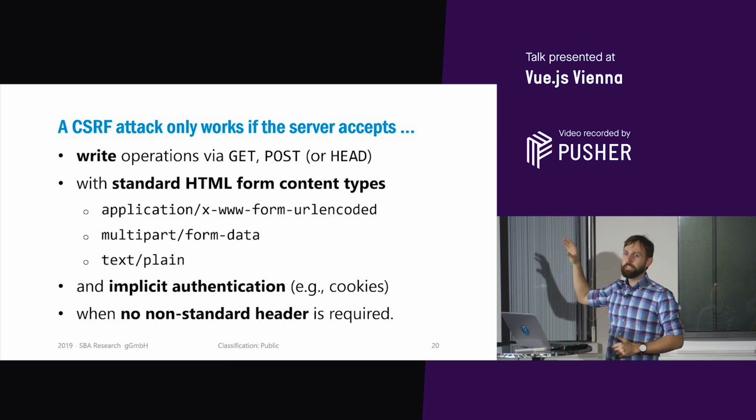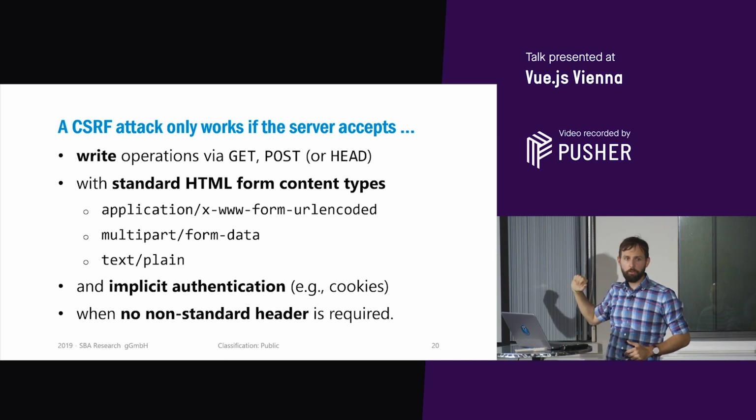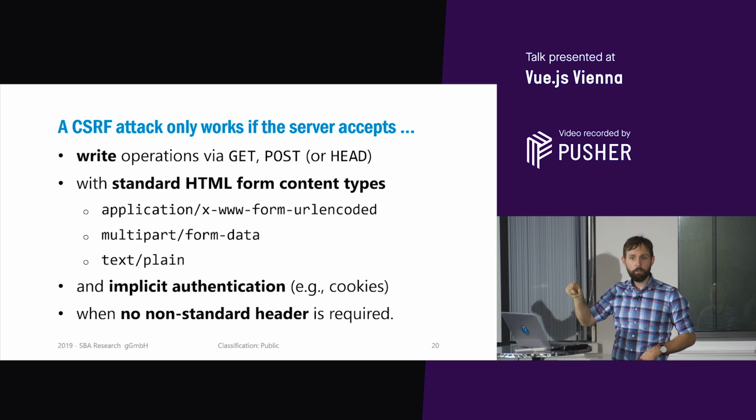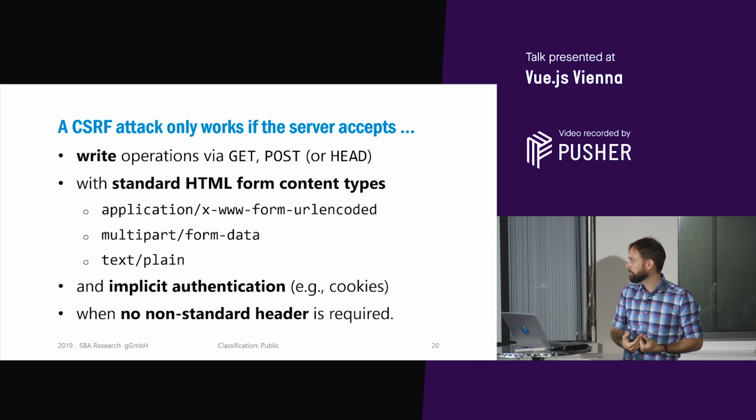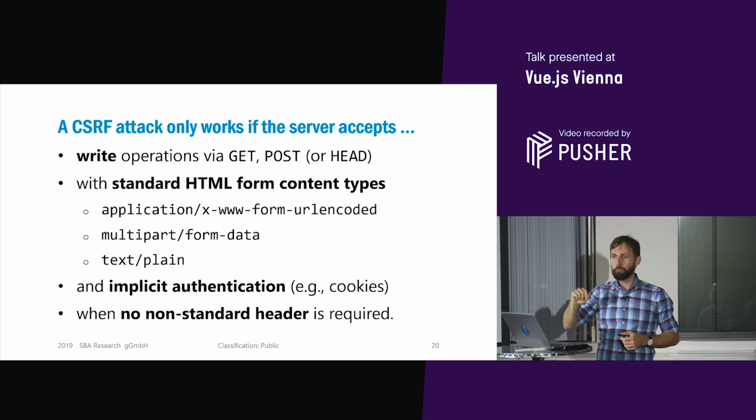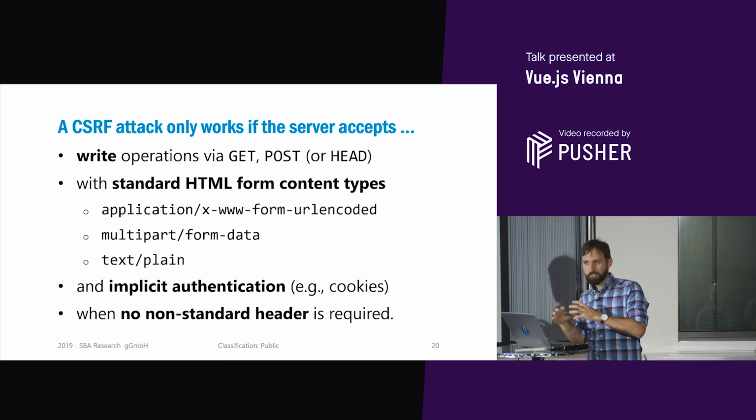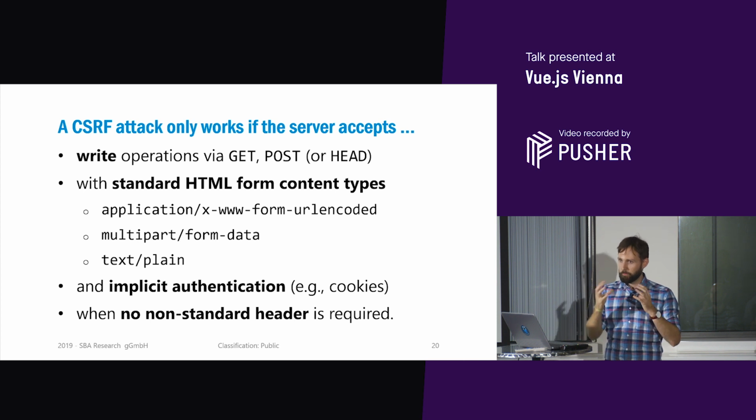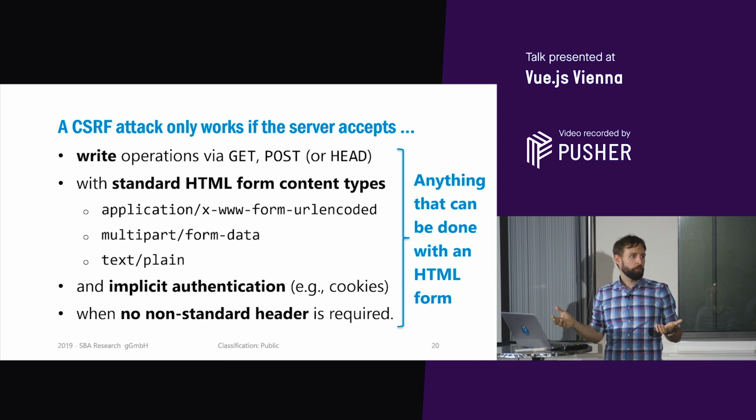So it must be a write operation. It needs to be in one of those 3 content types, and it needs to be with implicit authentication. Otherwise, the request is not going to be authenticated. I cannot set a header with an HTML form, either. Not possible. You can't do this. You can only set parameters. And no non-standard header is required for that very same reason. Okay? I cannot add a non-standard header with an HTML form. That's why this cross-origin POST capability is limited to requests without a custom header. So in short, anything that can be done with a classic HTML form is possible.